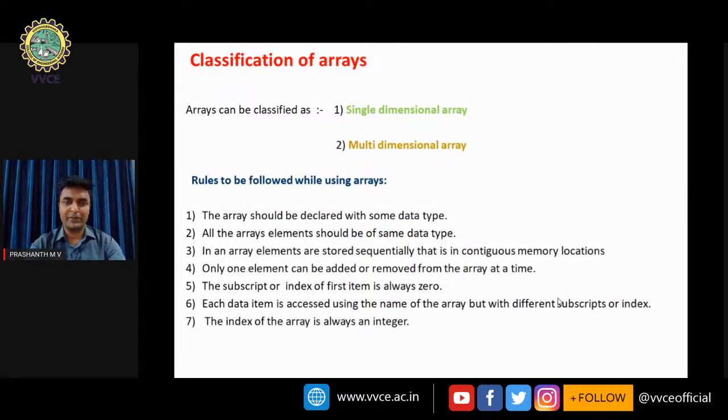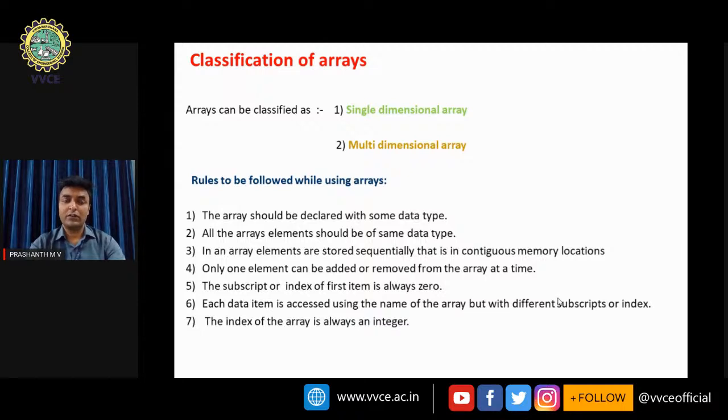Then let's go for the classification of arrays. So anyhow, you now know what we mean by an array. An array is nothing but a place where we store the same type of data in continuous memory locations. Arrays can be classified into two types: single dimensional array and multi-dimensional array. Sometimes we call them single dimensional, 2-dimensional, and multi-dimensional, but 2-dimensional also comes under multi-dimensional arrays. So mainly we classify arrays into single dimensional and multi-dimensional arrays.